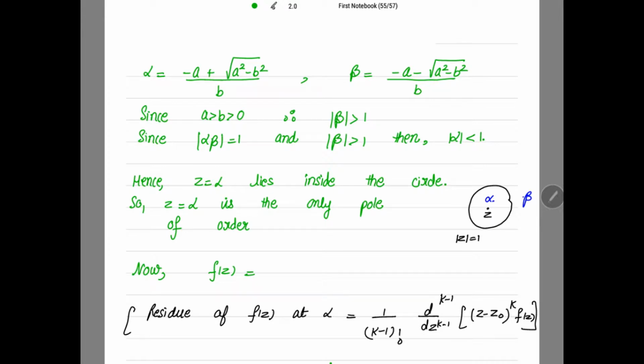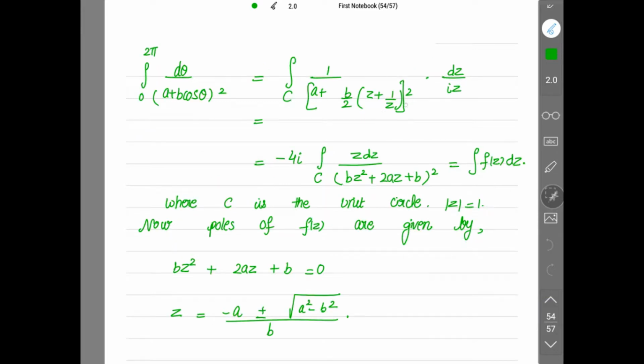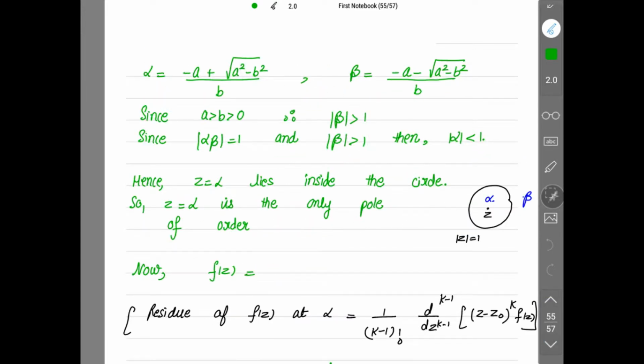Now what is the order of this pole? See, the denominator is having a square. So obviously this pole is having the order 2. It's not a simple pole, right? Now f(z) is equal to minus 4 iota z. We have taken this f(z) as, take the leading coefficient b square outside and write (z minus alpha) whole square and (z minus beta) whole square, as these are the only two roots of the quadratic polynomial.